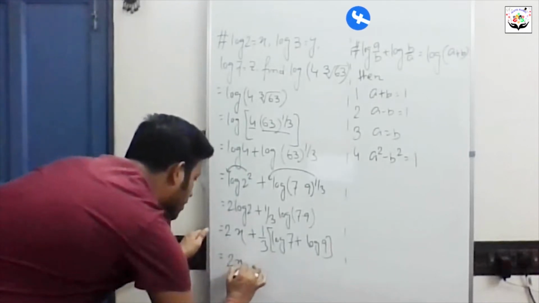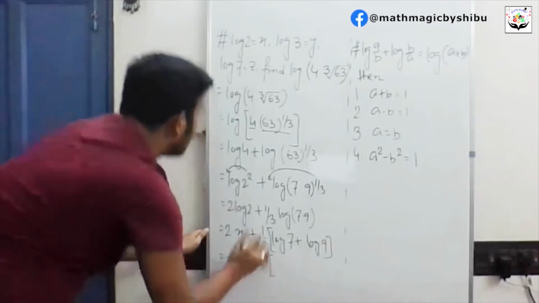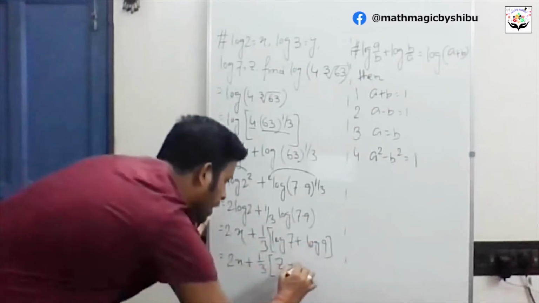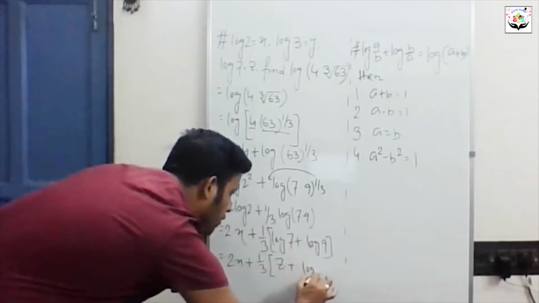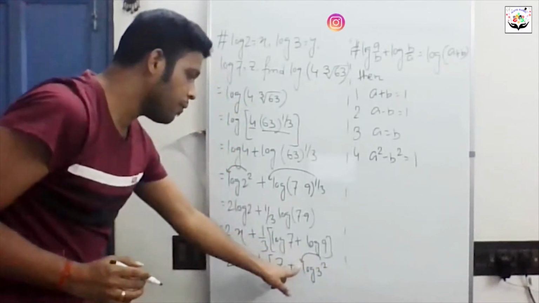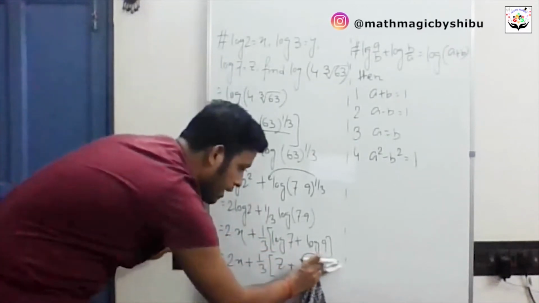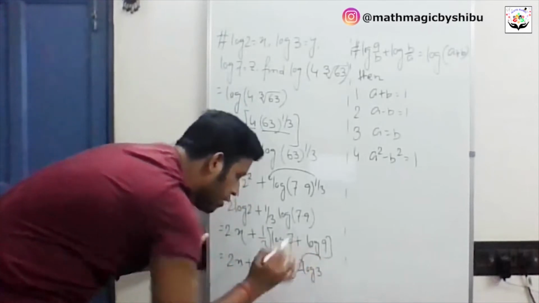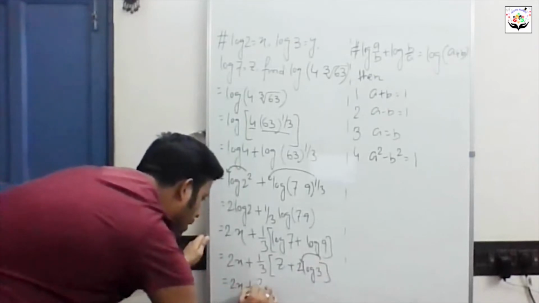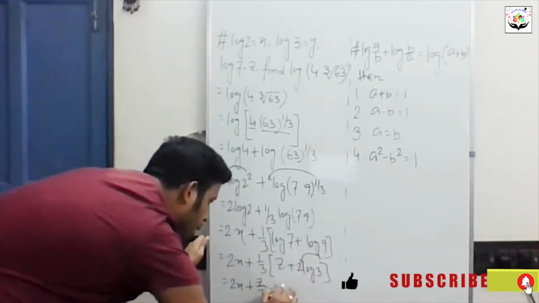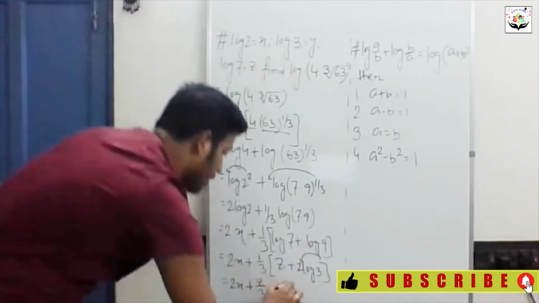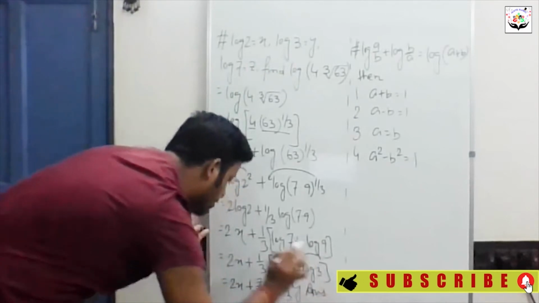Now it is 2x plus 1/3 log 7 is z, so put z over here, and we can always write log 9 as log of 3 square, and the power will come to the front, so it will become 2 log 3. I am not writing another step for this. So what will be our answer? It will be 2x plus z by 3 plus 2 by 3, and put the value of log 3. Log 3 equals y. So this is our answer.